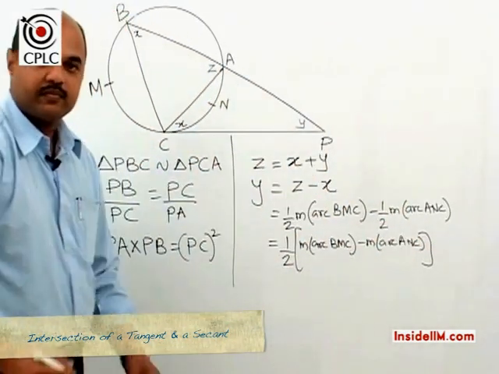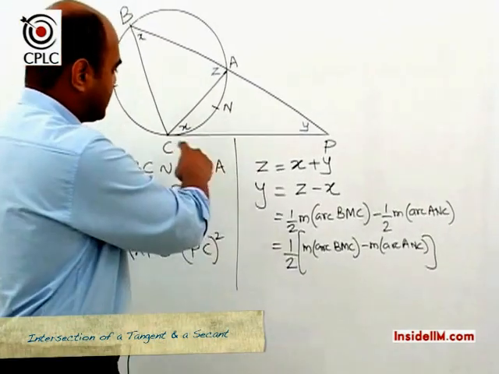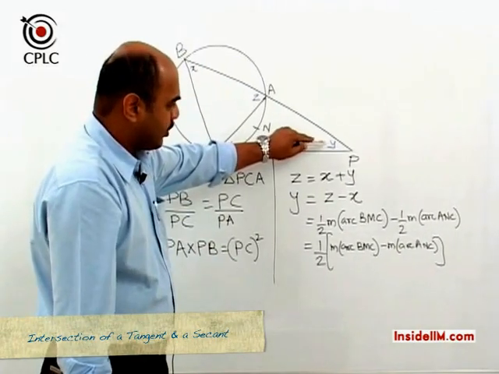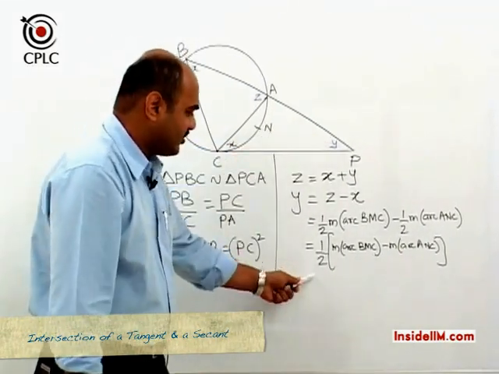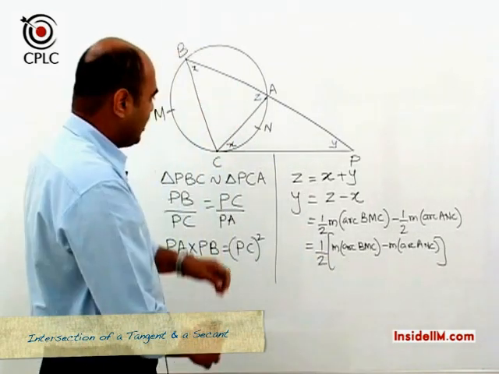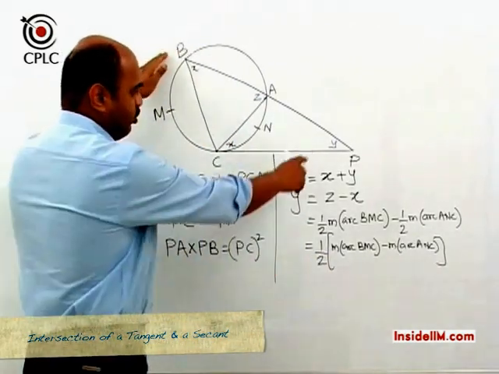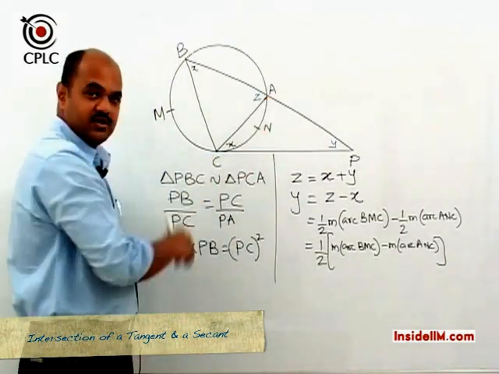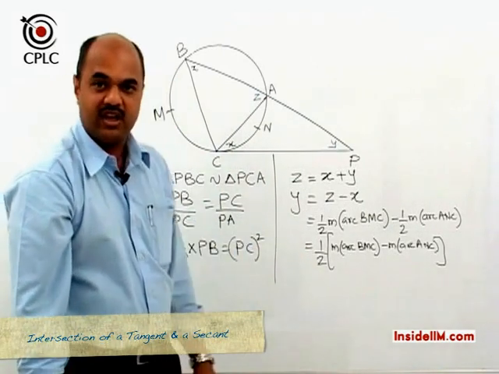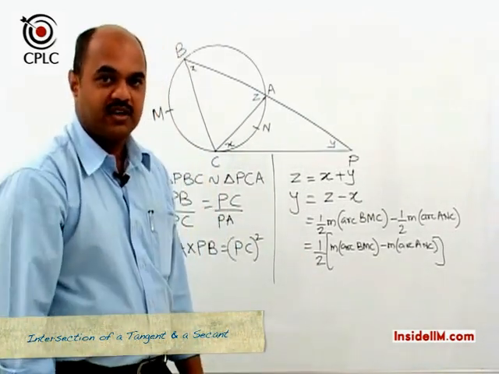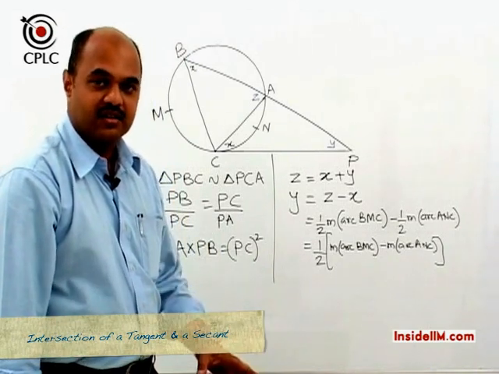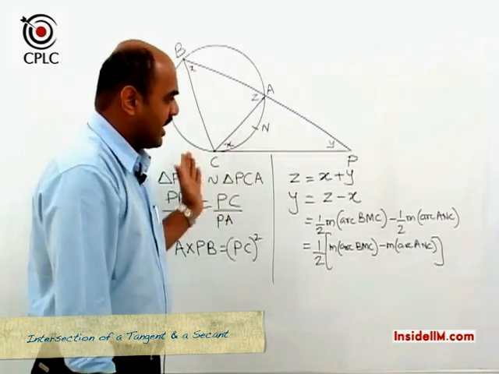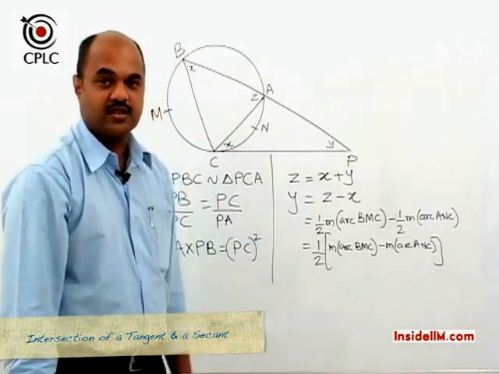So once again, when you have a tangent and a secant intersecting outside the circle, the angle at the point of intersection is half the difference of the arcs, which we can see with respect to this angle. You have an arc BMC and you have an arc ANC, and it is half the difference of the arcs. So we've looked at all possibilities: two secants intersecting outside the circle, two secants intersecting inside, and finally a secant and a tangent intersecting outside the circle.